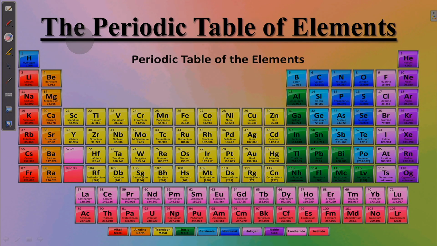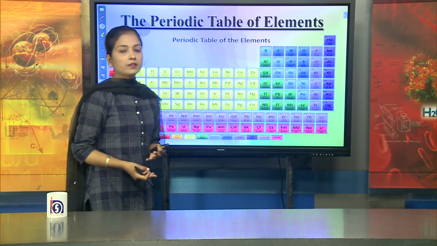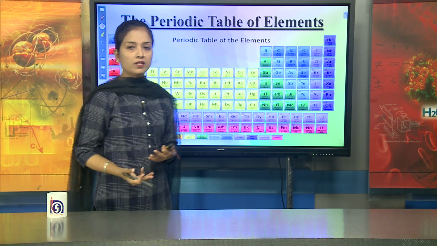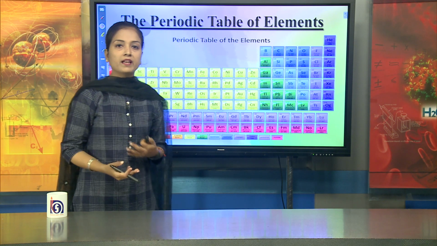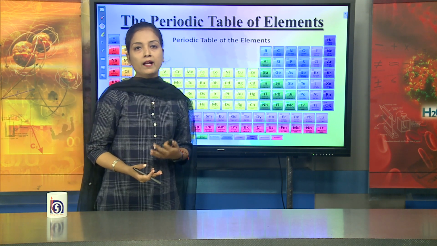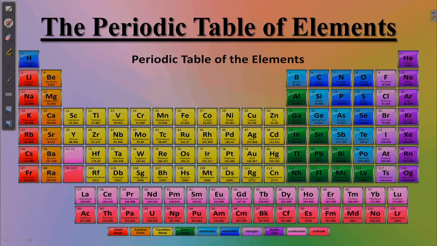If we talk about block elements, in our periodic table the elements are divided into different kinds of blocks like S block, P block, D block and F block elements. Groups 1 and 2 are known as S block elements. From boron to the helium family, these are known as P block elements. In the middle of the S and P blocks, these are known as D block elements or transition elements.